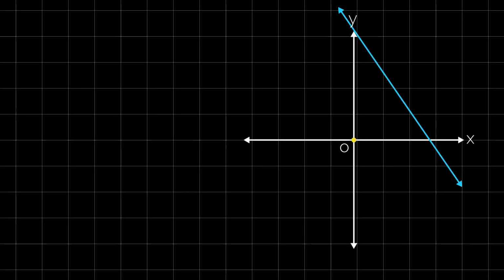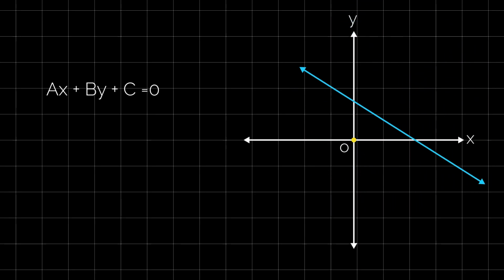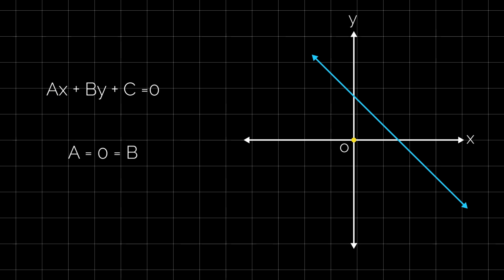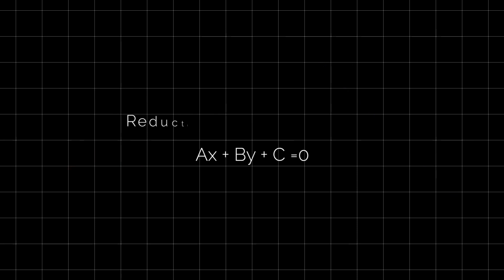The graph of the equation ax plus by plus c equals 0 is always a straight line, where a and b both equal to 0 at the same time is not allowed. Now let's discuss the reduction of the general equation ax plus by plus c equals 0 into various forms of the equation of a line.